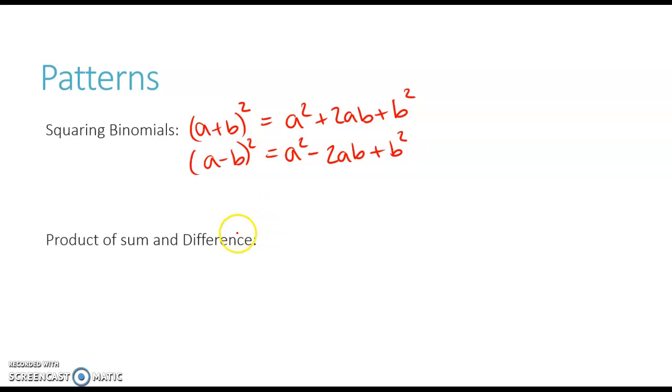And then the product of a sum or difference, if you have a plus b times a minus b, you're going to end up with a squared minus b squared. And so those are your patterns. You can use them, or you can just double distribute and get your answer in the end. It doesn't matter. It's both the same. There really is no difference. The patterns can just make it to where it goes a little bit faster.